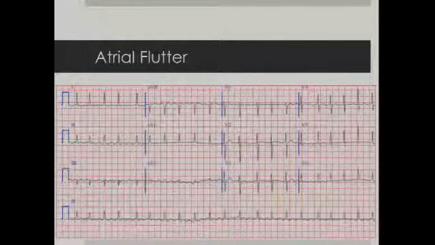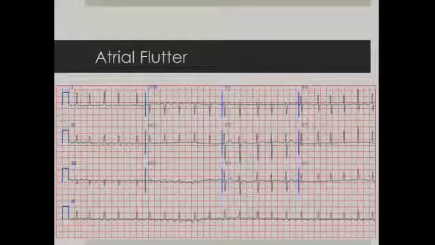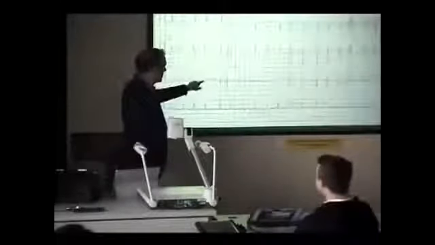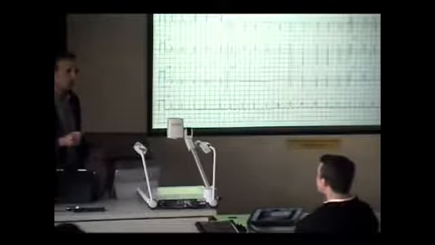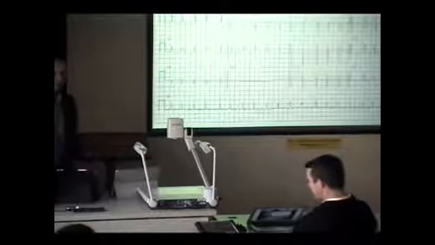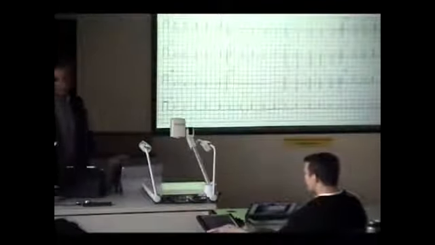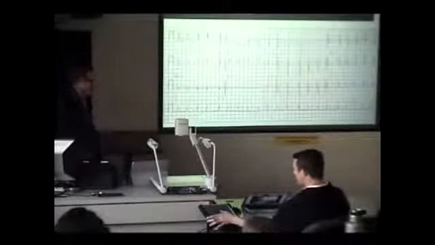So this is flutter. It looks similar to atrial tachycardia, but you'll see these little flutter waves. Somebody said that it looked like a sawtooth, but we don't use the teeth of saws anymore, or at least I don't. I didn't know what that was.